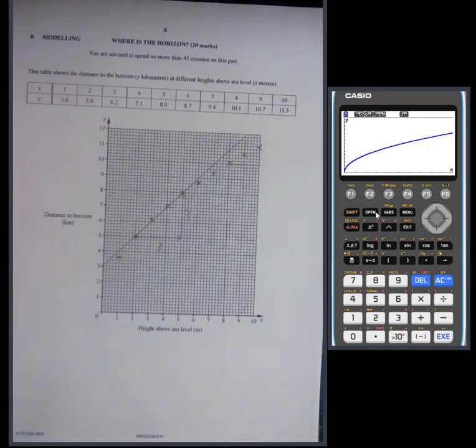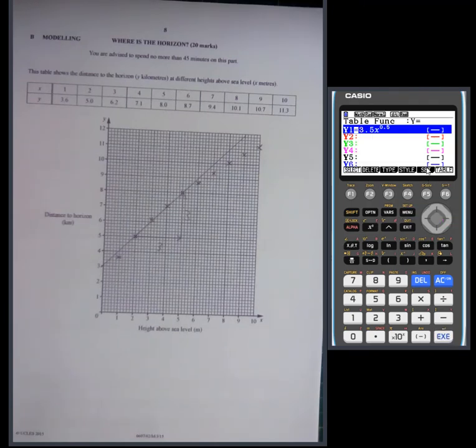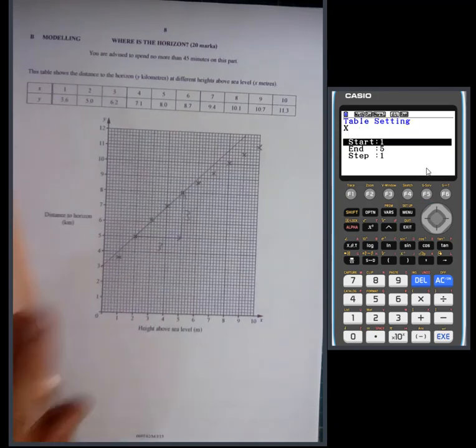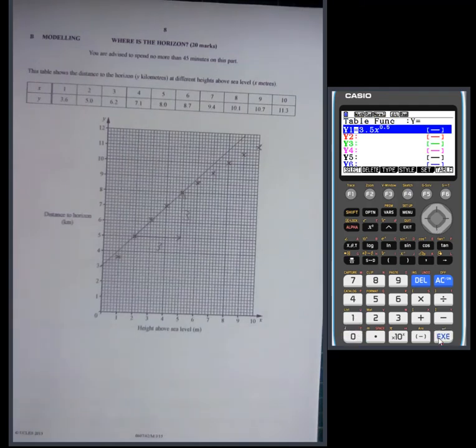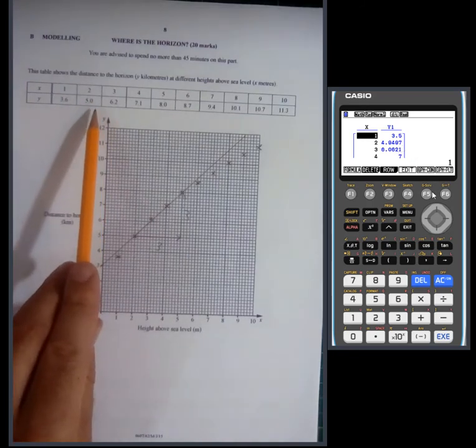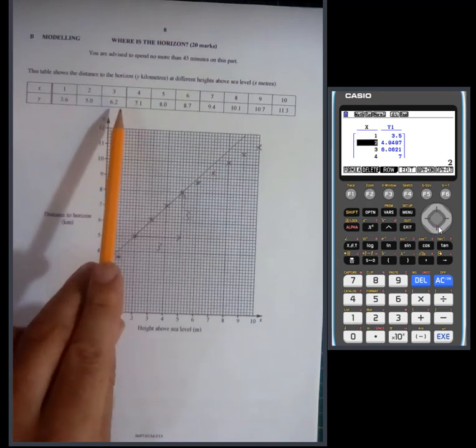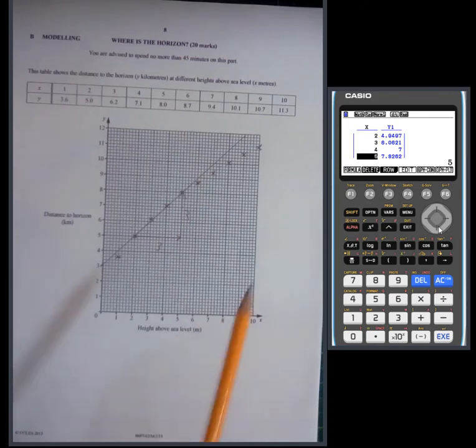The next thing we can do is, instead of graph mode, go menu and table mode. The function will already be in there, but we can do table settings. We can start at 1, end at 10, and go up in steps of 1, and we can actually compare numbers with numbers. Okay, so now you're comparing 3.5 with 3.6, 4.94 with 5, 6.06 with 6.2, 7 with 7.1. You can see these points are really, really close.